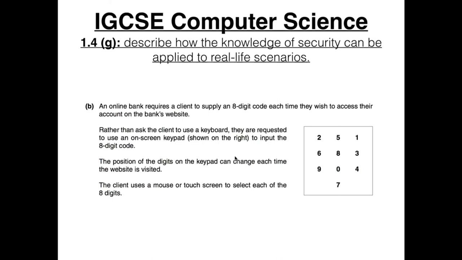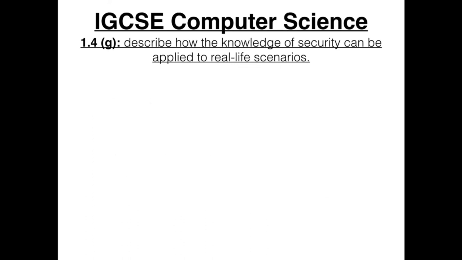an online bank requires a client to supply an 8-digit code each time they wish to access their account on the bank's website. Rather than ask the client to use a keyboard, they requested to use an on-screen keypad, shown on the right, to input the 8-digit code. The position of the digits on the keypad can change each time the website is visited. The client uses a mouse or touchscreen to select each of the 8 digits. So, here's the thing. We have some information here, and we're meant to answer some questions.